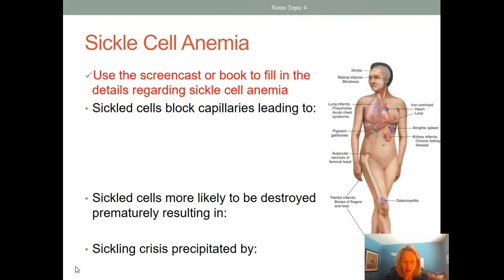So sickled cells block capillaries, and this can lead to acute pain. This can cause infarctions, leading to chronic damage to the liver, to the spleen, to the heart, to the kidneys, to the eyes, to the bones. Also, the sickled cells are more likely to become destroyed prematurely. They last about 20 days instead of 120 days, and this is going to result in jaundice and severe anemia. A sickling crisis is going to be precipitated by hypoxia, as well as dehydration, acidosis, cold, stress, and physical exertion.